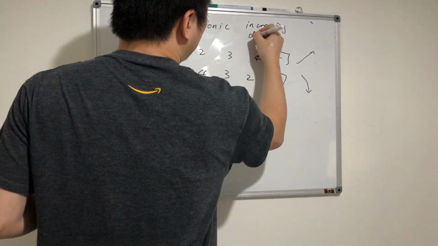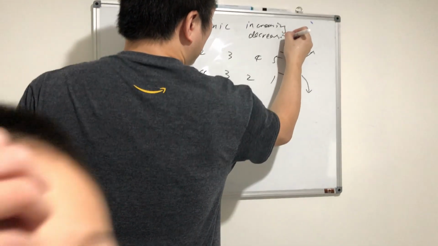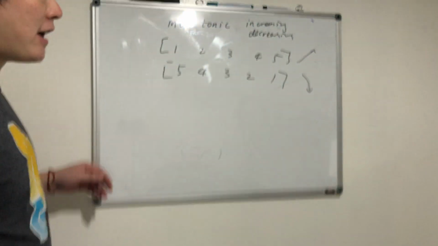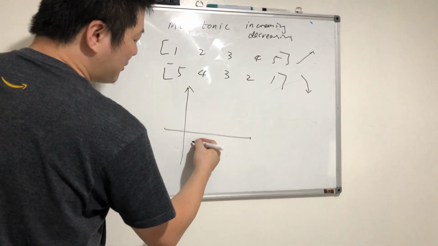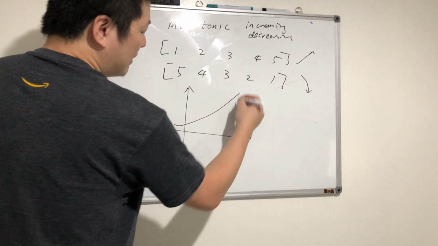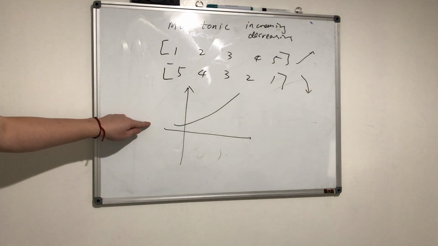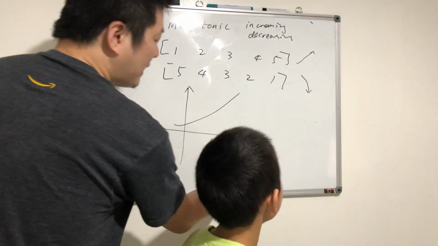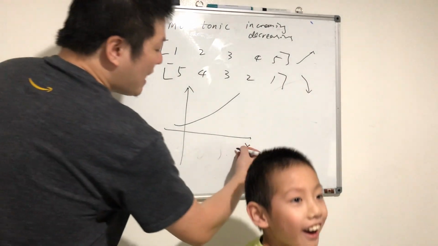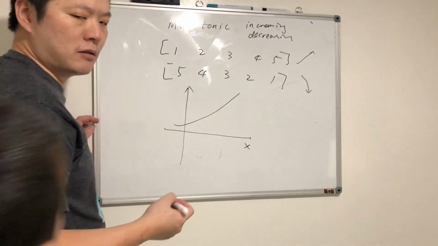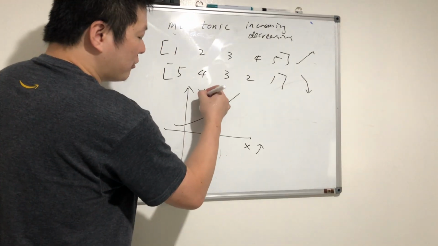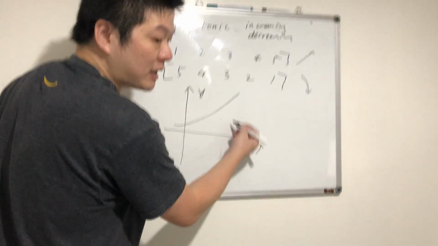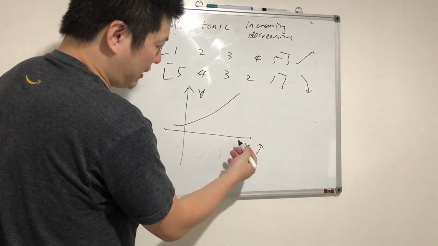or monotonic decreasing. Look, Eric, by function, this is a monotonic function, because when X grows, Y also grows. Pay attention, the bigger X will give bigger Y, right? That's monotonic.